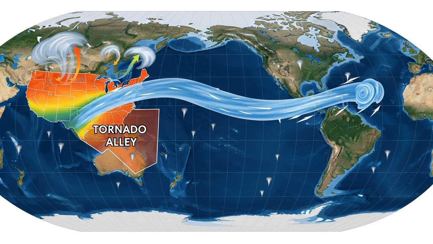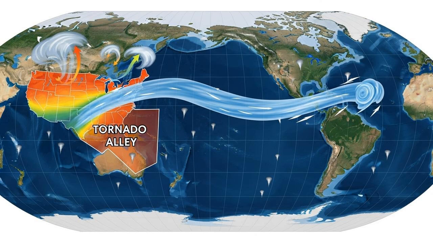You might associate tornadoes with the central United States, and for good reason. The U.S. experiences more tornadoes than any other country, with over 1,000 on average each year. The region known as Tornado Alley in the central and southern plains is a global hotspot. Its unique geography is perfect for creating supercells, as warm, moist air from the Gulf of Mexico collides with cool, dry air from the Rocky Mountains, all under a strong jet stream.